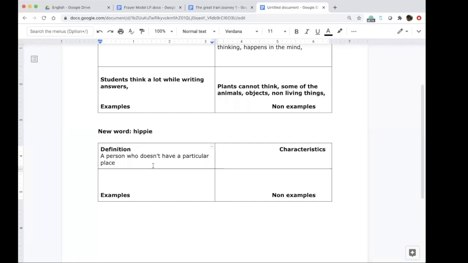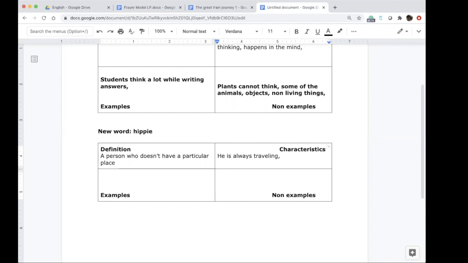Next we have to fill characteristics. We have to fill the characteristics, meaning the details or features. Okay, can you tell me one of the features of a hippie person? He doesn't have any place. He will go to other places. He is always traveling, always moving from one place to another place. Okay, that can be one of the characteristics.